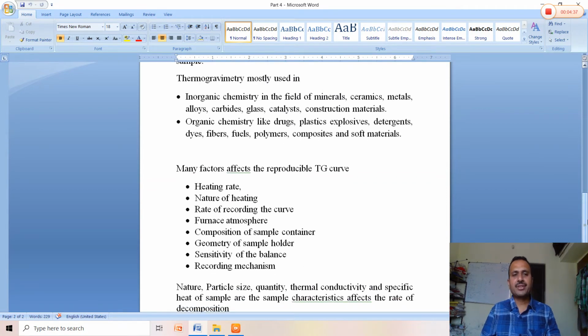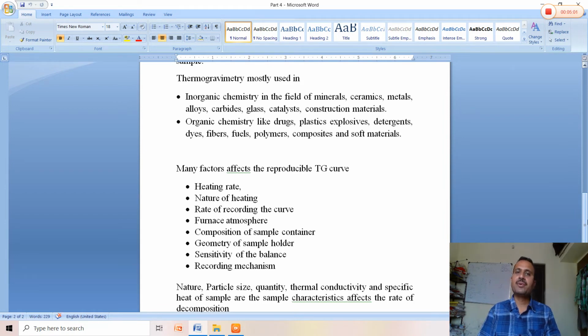Now, what is the application of thermogravimetry? Thermogravimetry is useful in organic chemistry as well as inorganic chemistry, no doubt. For inorganic chemistry, it is useful in the field of minerals, ceramics, metals, alloys, carbides, glass, catalysts, and construction materials. These are all inorganic materials.